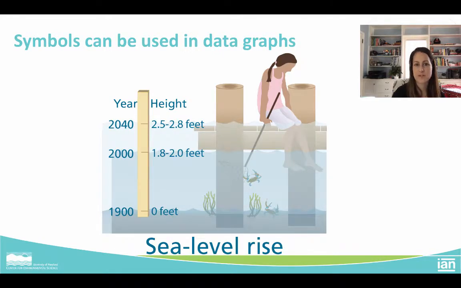Symbols can also be used in data graphs. This is just a visualization of projected sea level rise in the state of Maryland, and you can see that the y-axis contains the year and the projected sea level rise, and they've just added a conceptual diagram on the back to put that into context. So compared to this dock, what does that sea level rise look like?